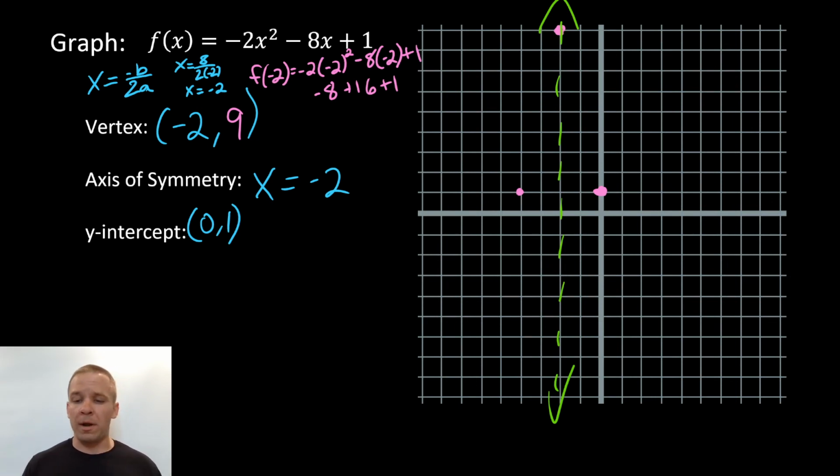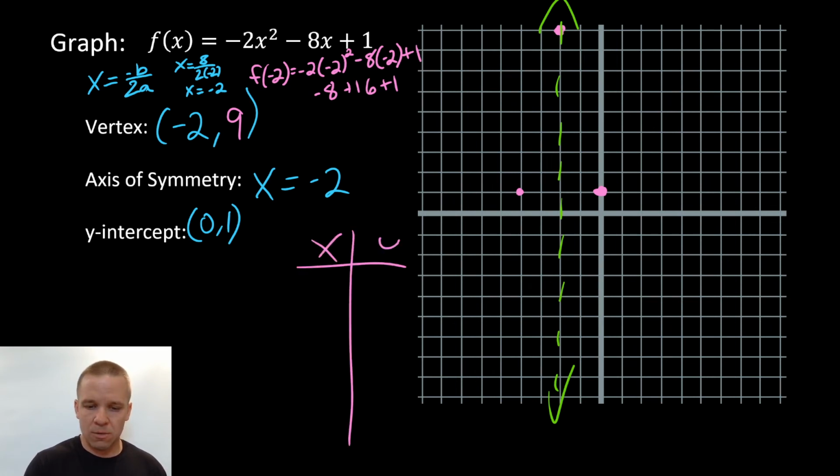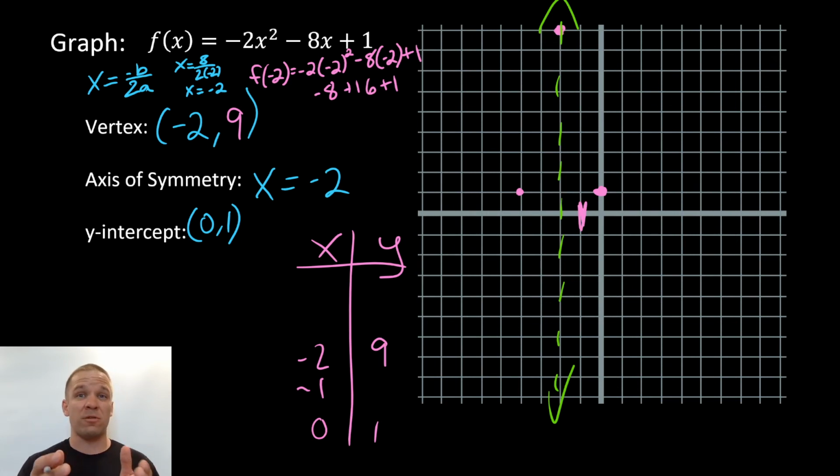So what other point am I going to use? Well, let's organize this in a t-chart and kind of fill in some gaps. So if I do that, I'm going to have x, y. My vertex was negative 2, positive 9. We also had the x value of 0. That's larger than negative 2, and we got 1. So perhaps we could plug in and say negative 1, right? That's a point that's right along here, kind of between the axis of symmetry, that vertex, and that other known point. So let's go ahead and do that.